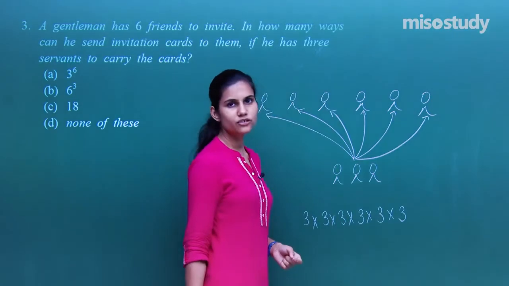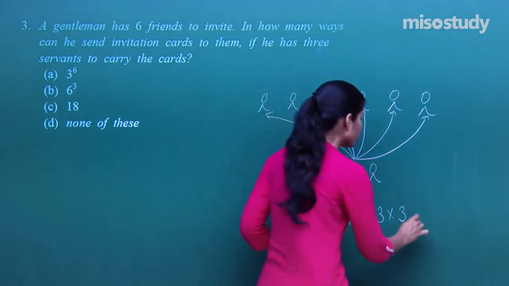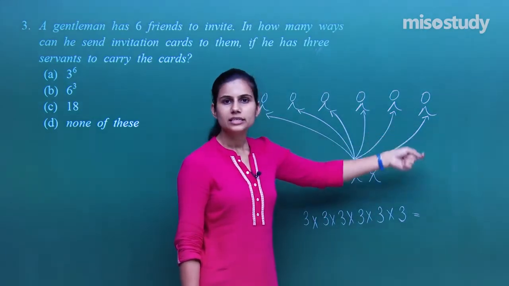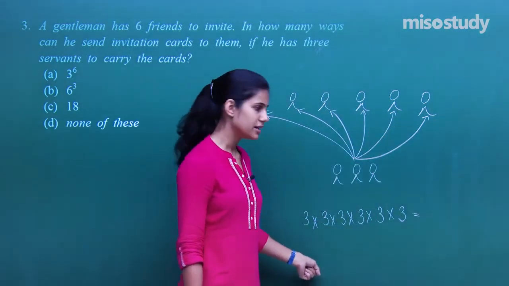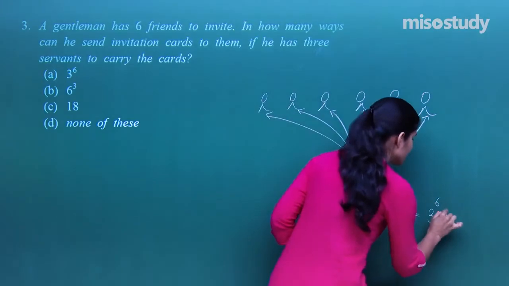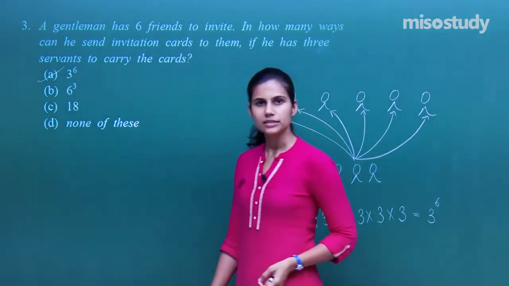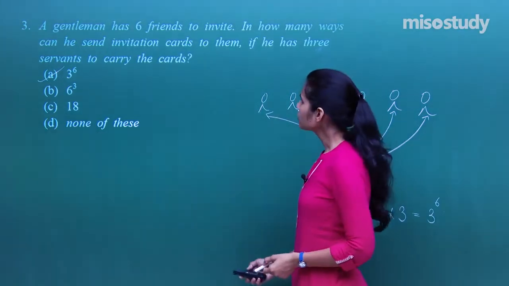That means multiplication rule is going to come into picture, and you are going to say that if individually each task can be done in 3 ways, all the 6 tasks together can be done in 3 to the power 6 ways. Clear? So your answer is 3 to the power 6. Next question says what? Let's see.